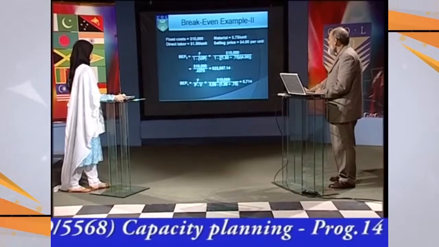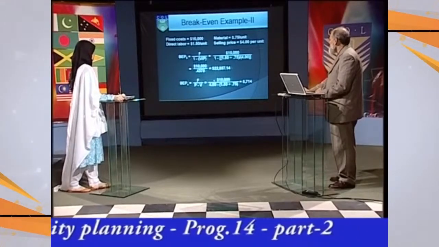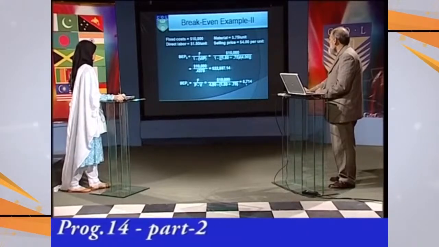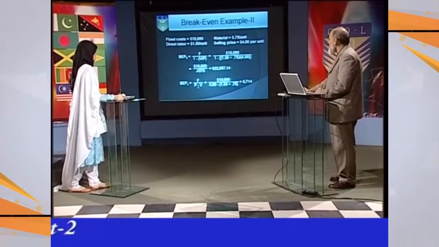Now, break-even point in terms of X, in the other equation, we put the values and we get 5,714 units. This is the break-even point in terms of dollars. This is the break-even point in terms of units.